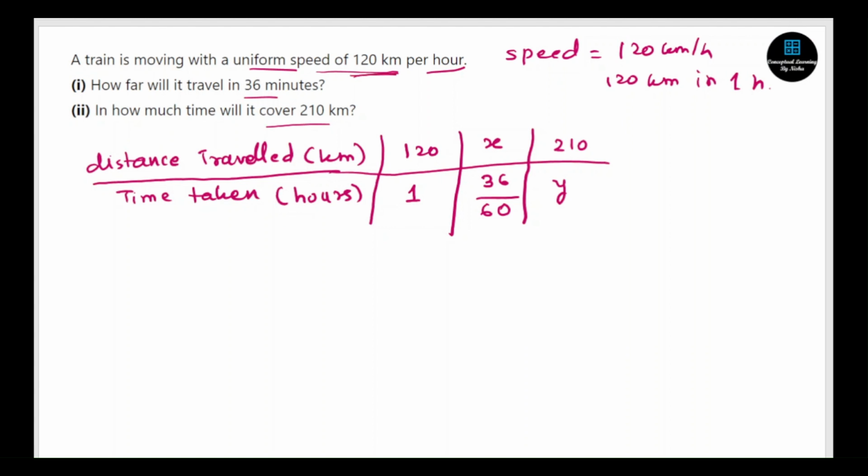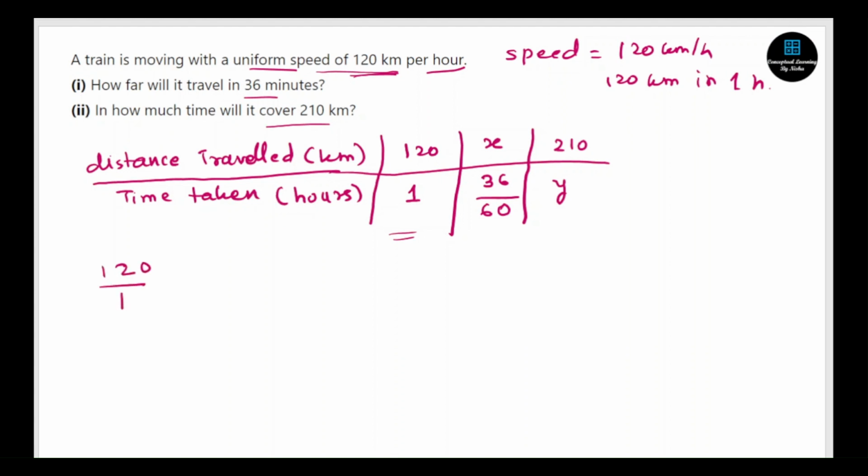As we are given the uniform speed, it means it is a constant speed, and I interpret the statement as 120 kilometers in 1 hour. So I wrote this. Alright, now let's solve this. As they are varying directly, what we can say is distance traveled to time taken. So I'll just write this value.